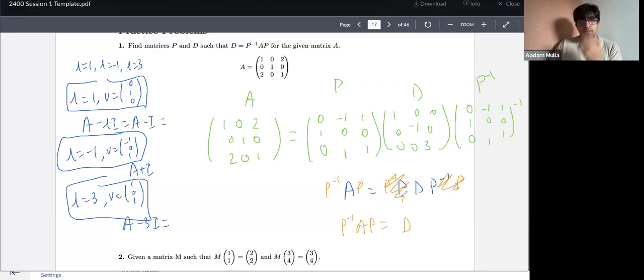So that's another representation of the same equation. So here it's asking for P and D such that D equals P inverse A P. It's the same idea. It's basically just asking for P and D, and you can rewrite it however you want.